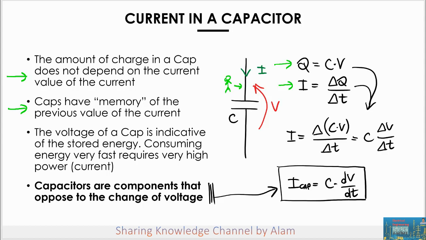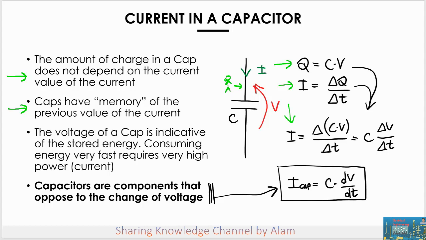Now, what we're going to do is take these two equations and combine them together. In practice, we take the current equation and replace the Q in that equation with the definition of Q provided by the first equation. So instead of the current being equal to delta Q over delta T, we have that the current is equal to delta C multiplied by V divided by delta T. So we just replace the Q with C times V.